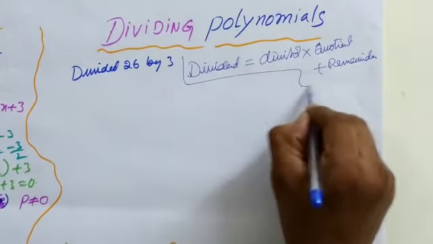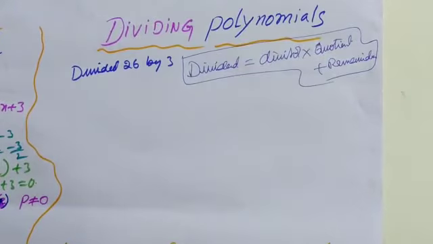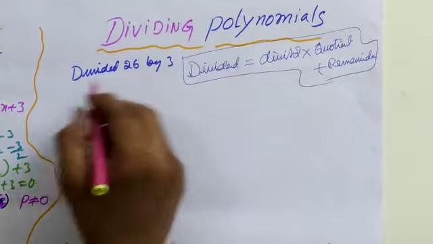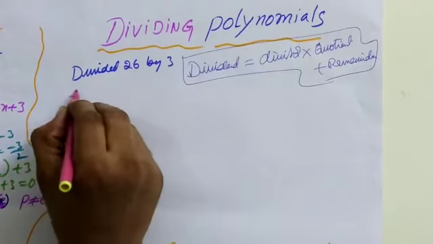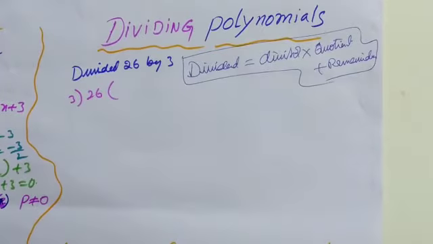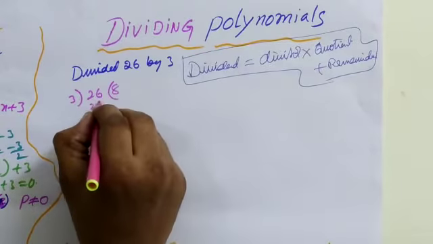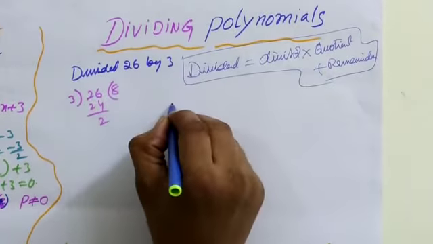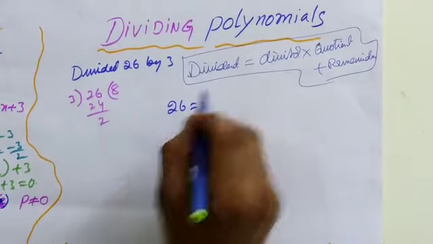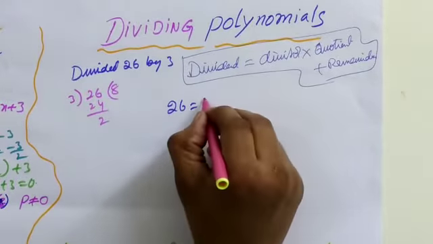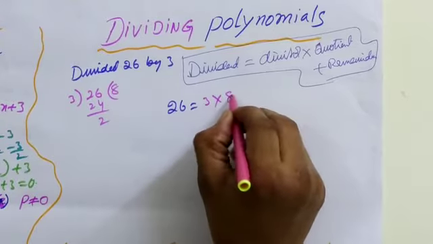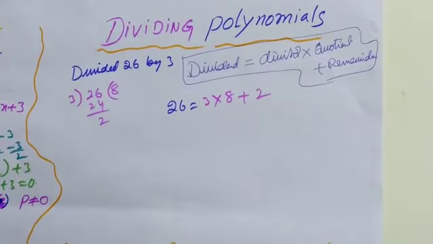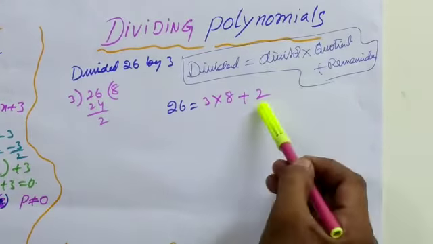This is the fundamental of the division algorithm. Say, what is the dividend? The dividend means 26. First of all, you go to the long division method. Therefore, 3 into 26: 3 8s are 24. What is remaining? 2. Therefore, dividend 26 is equal to divisor 3 into coefficient 8 plus remainder 2.